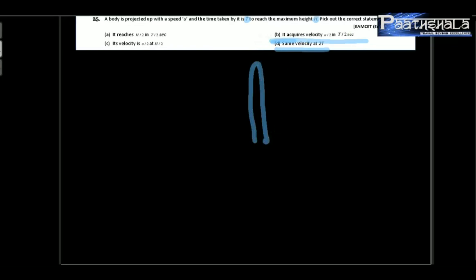Let me erase whatever I have marked over here. Okay, so D is the correct statement. It reaches s by 2 in t by 2? No, the motion is not linear. Okay, it's a quadratic graph, right? s is equal to ut plus half at square. The motion is not linear, so this is not correct. Velocity is u by 2 at h by 2? No, only D is correct. Only D is the correct answer.